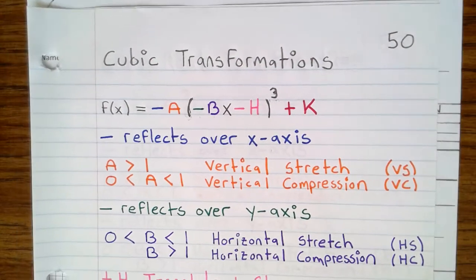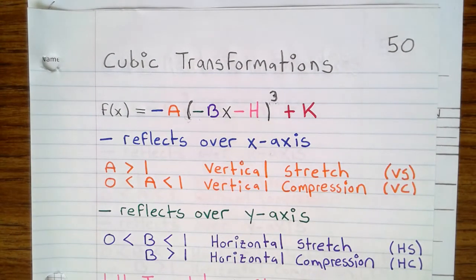Wildcats, hit with that journal, page 50, cubic transformations. F of x equals negative a parentheses negative bx minus h cubed plus k. When the negative is in front of the a, it reflects over the x-axis. When a is greater than 1, it's a vertical stretch. When a is greater than 0 but less than 1, it's a vertical compression.